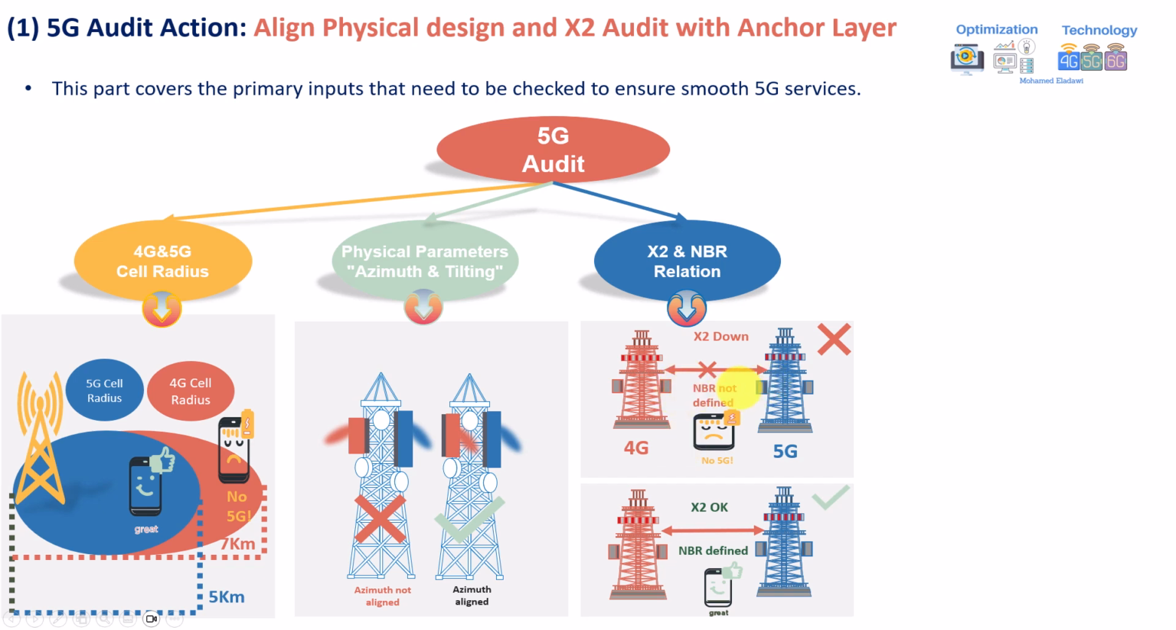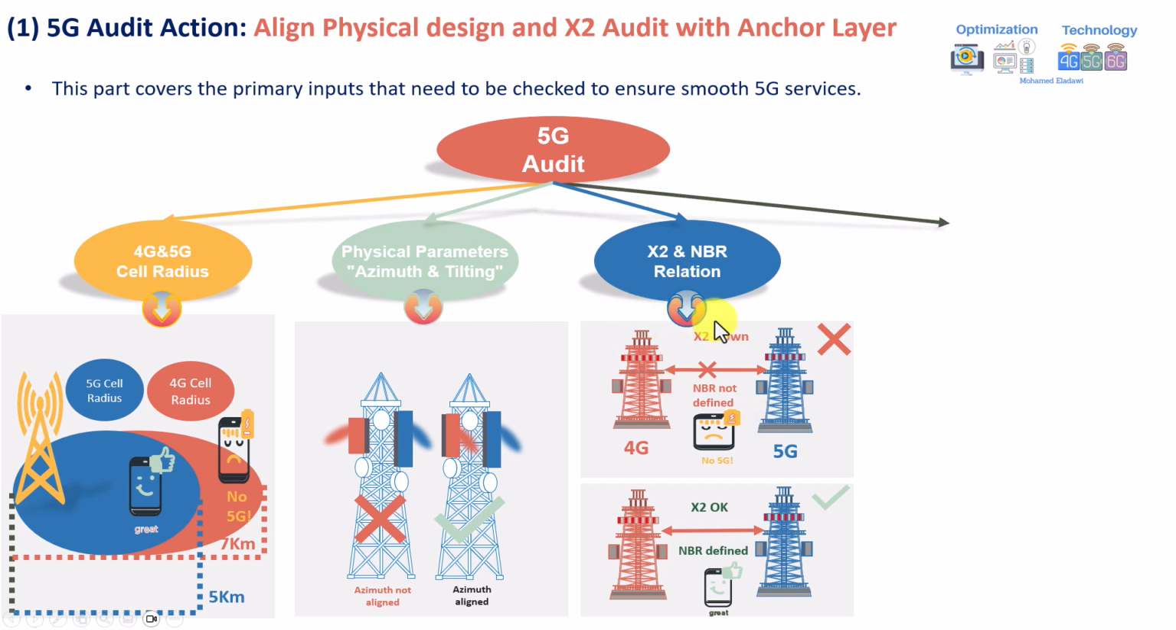And at the same time, if the X2 interface has some problems, is down, or has issues in the definitions, this can still impact the 5G and you cannot get a 5G service as well. The user will remain only on the 4G side and cannot have the 5G addition. So you need to ensure the neighbor definition plus neighbor and frequency and the X2 definition.